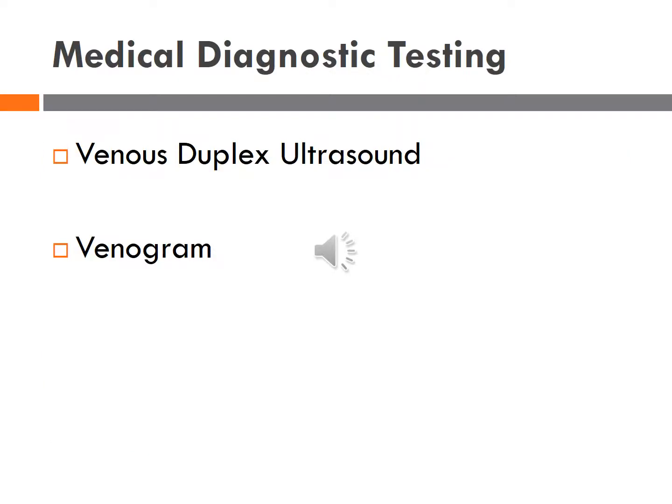Let's talk about medical diagnostic testing related to venous insufficiency. The first specific test is a venous duplex ultrasound. For this test, ultrasound technology is used to look specifically at veins, the valves, the structure, specifically to check and see if there's anything that's blocked.